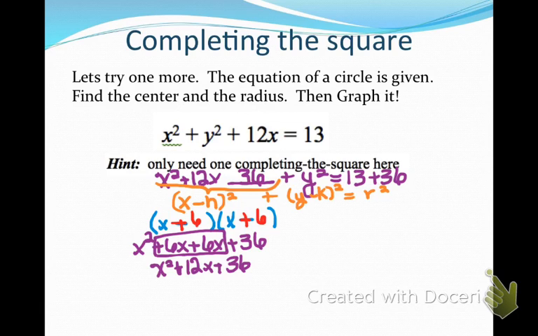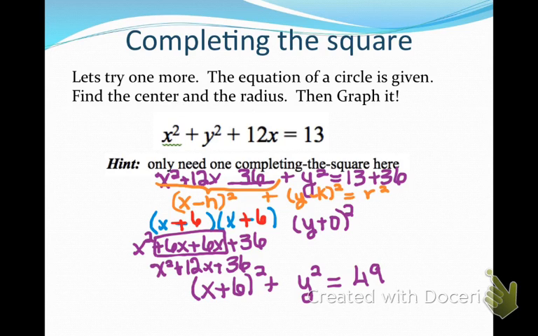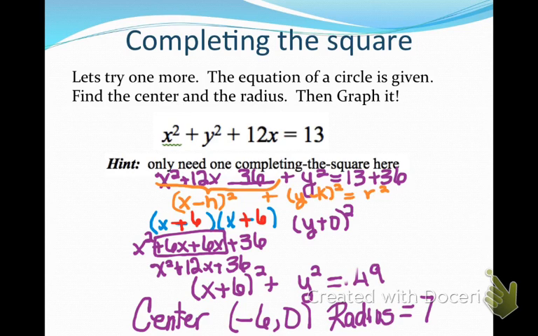Now I just need to clean this up and write it as the standard form of an equation for a circle. So I'm going to have x plus 6 squared plus, and this is really y plus 0 squared, so it's just going to be y squared, equals 13 plus 36 is 49. So the center of this circle is negative 6, 0, and the square root of 49 is a radius of 7.